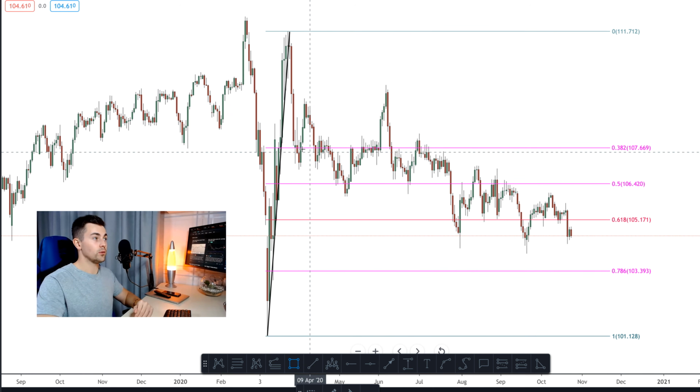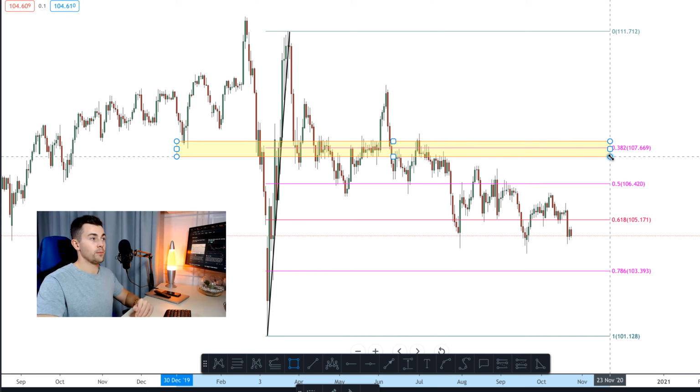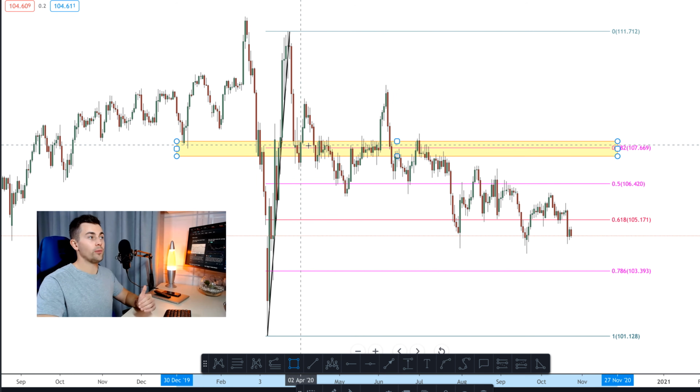So first of all, definitely right here, look, based on 382. Look how many times that area right here was respected. Look how many times the price bounced from that level. So definitely it is a key level for us, and here that area will be a strong structural resistance for us.